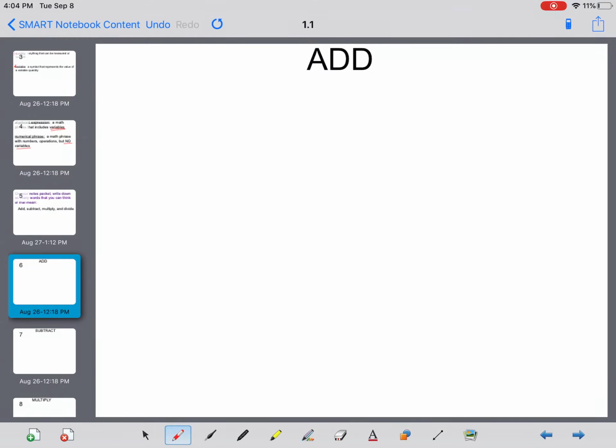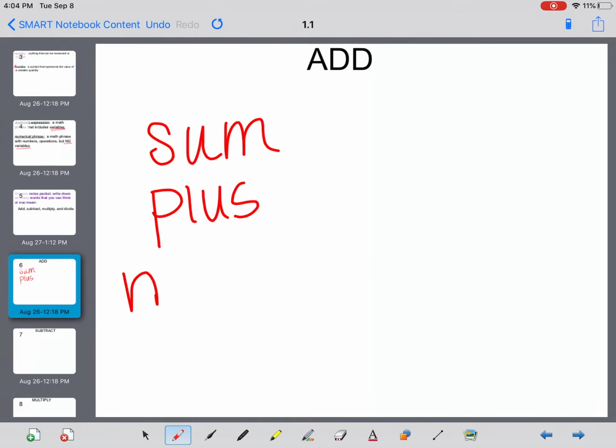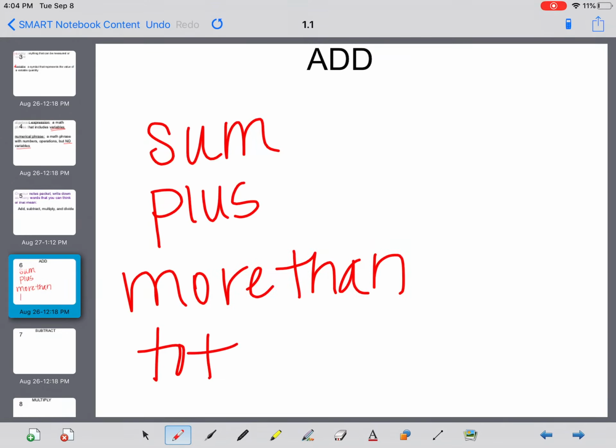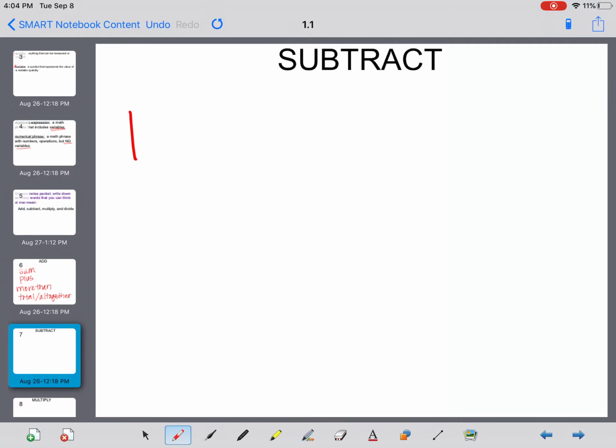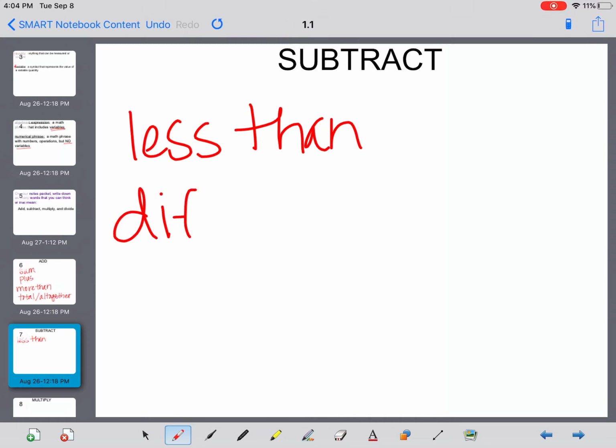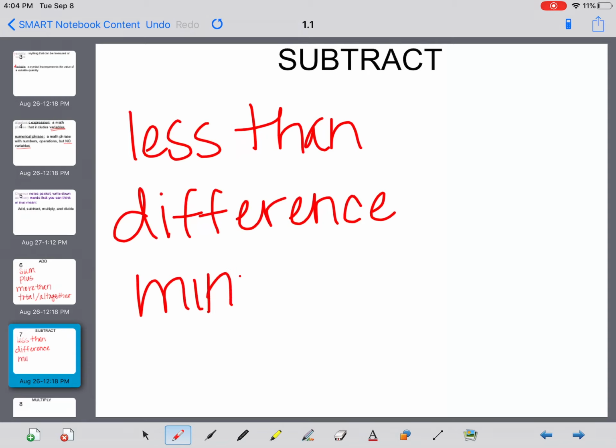Okay, some of the words that I thought of when I was thinking about adding would be if I saw the word sum, if I saw the word plus, if I saw more than, if I saw the word total or altogether. Hey, you might have thought of more. If you did, let me know what you've got. Okay, for subtract, I thought of less than, difference, minus, and this symbol.